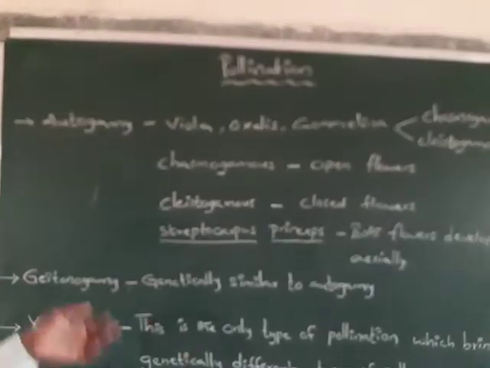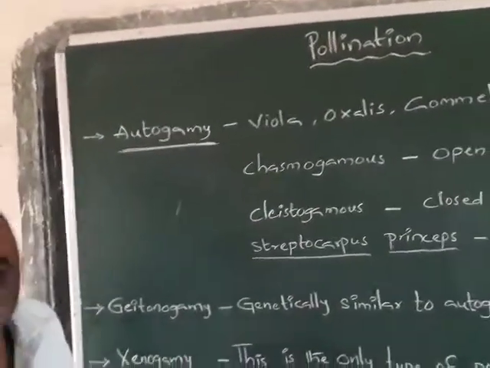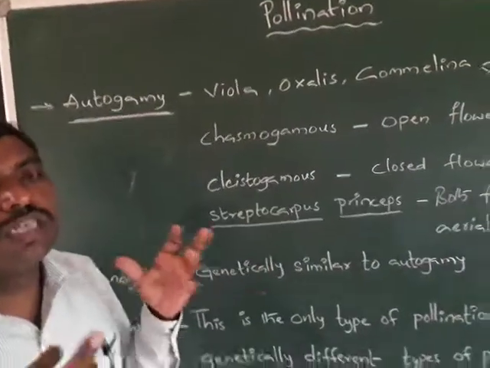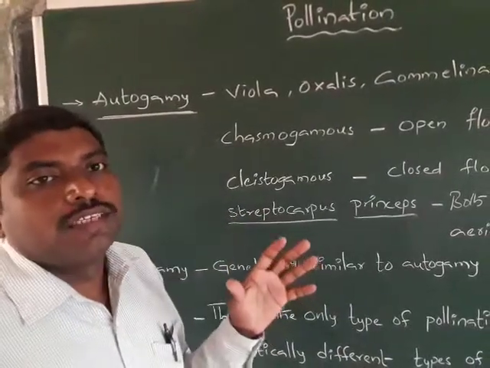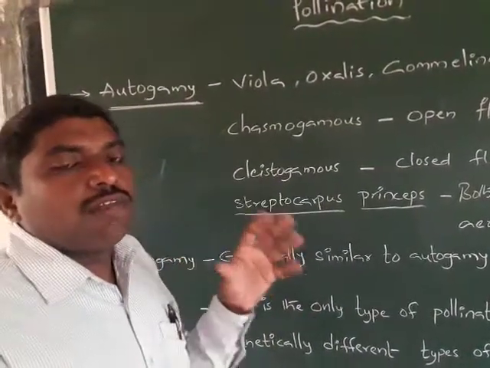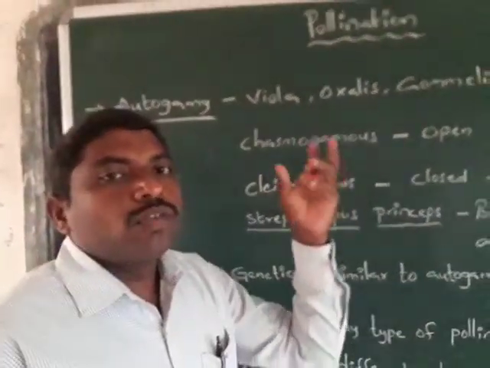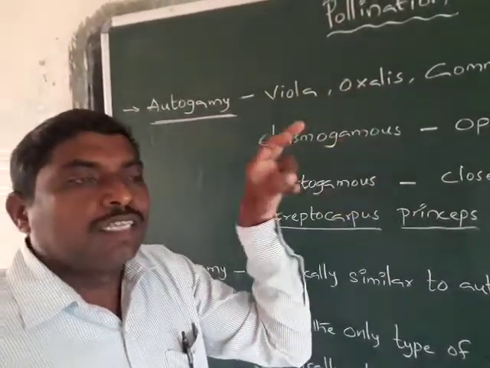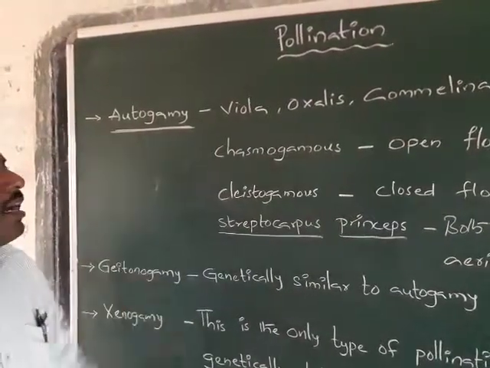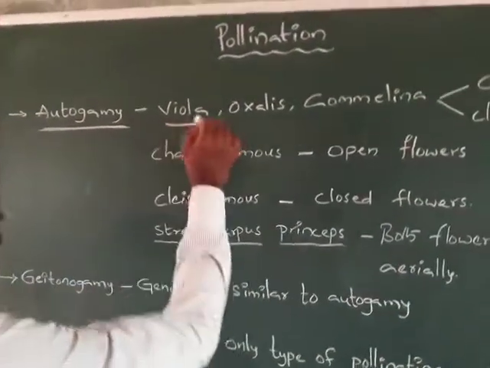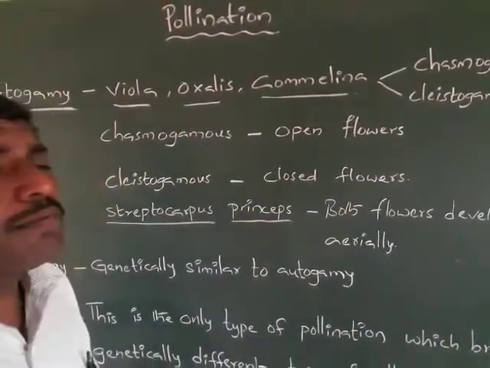We have to discuss some types. First, autogamy. What is meant by autogamy? It is the transfer of the pollen grains from the anther to the stigma of the same flower of the plant body. This is called autogamy.